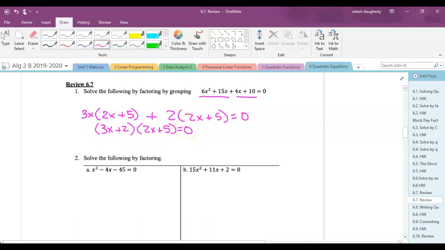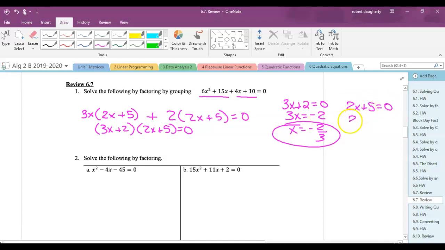Two factors multiplied to get 0. You set each of those equal to 0. If 3x plus 2 is equal to 0, 3x is equal to negative 2, or x is equal to negative 2/3. That's one solution. And then if 2x plus 5 is equal to 0, 2x equals negative 5, x equals negative 5 halves. That is the other solution.